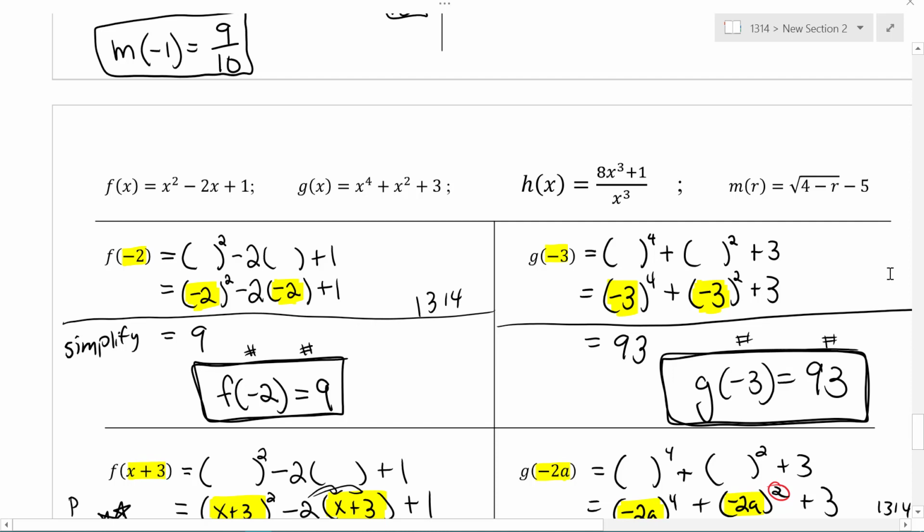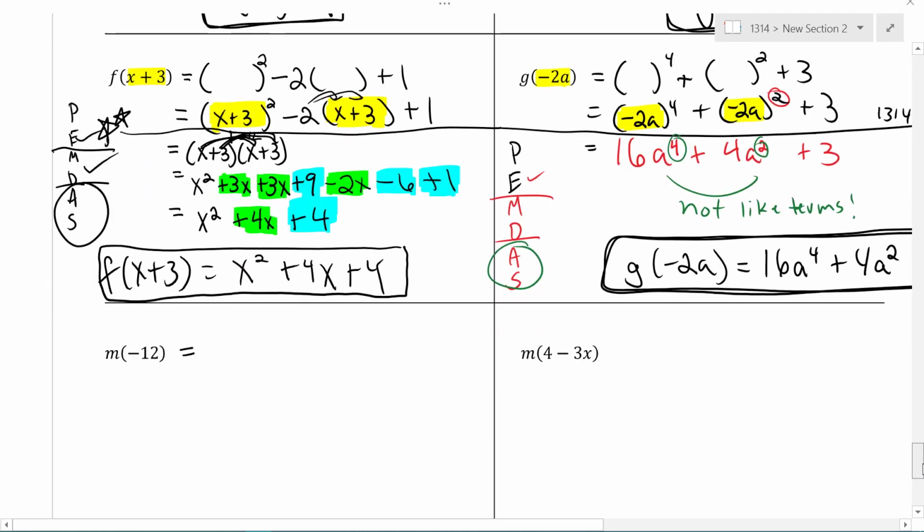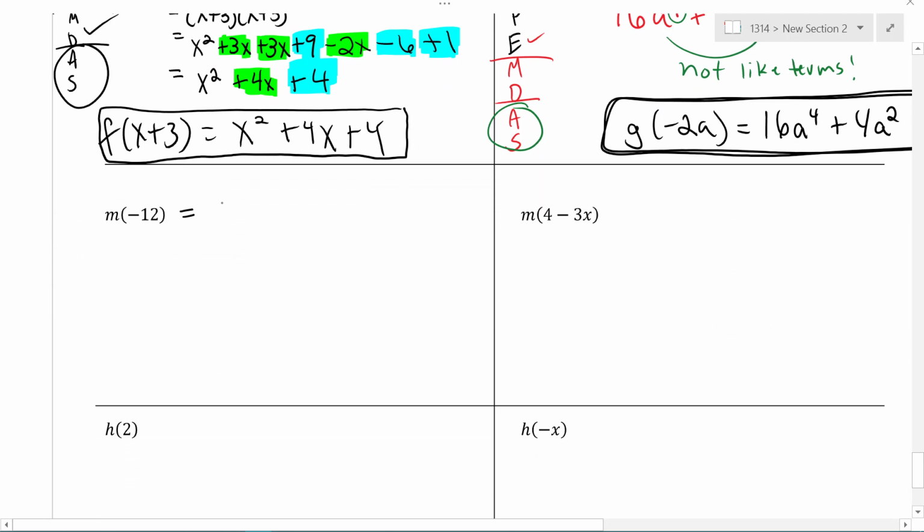All right, so we're going to copy that down. Remember, what we're going to do is everywhere we have that variable r, we're going to replace it with parentheses. So that's what I'm going to refer back to. I'm going to scoot down. All right, so that is the square root of 4 minus r, parentheses, and on the outside of that minus 5. So square root 4 minus r, we're going to put parentheses in place of the r, then our minus 5.